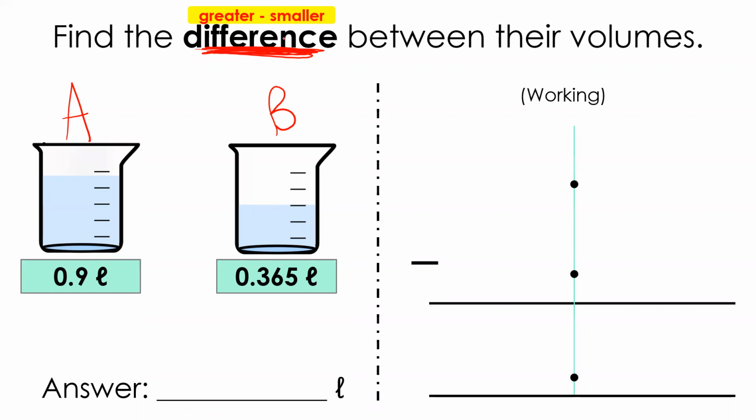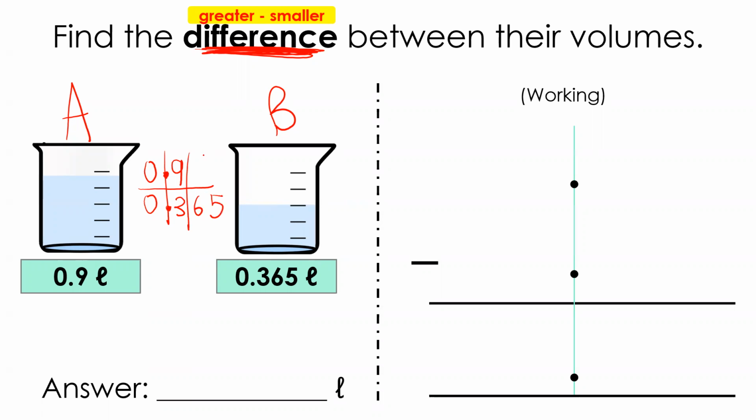If you need to draw your place value chart to help you, you can draw it here as part of your working. So your decimal point will be over here. That will be 0.9 versus 0.365.